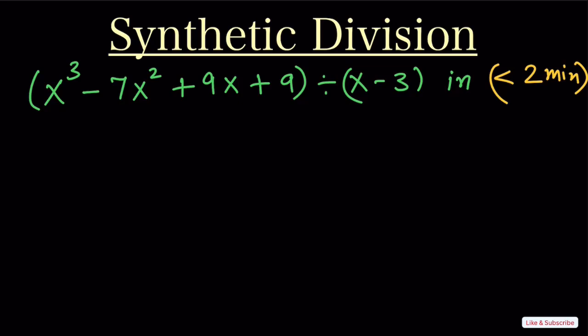Can you divide x cubed minus 7x squared plus 9x plus 9 by x minus 3 and find the quotient and the remainder in less than 2 minutes? That's what we're going to learn in this video.